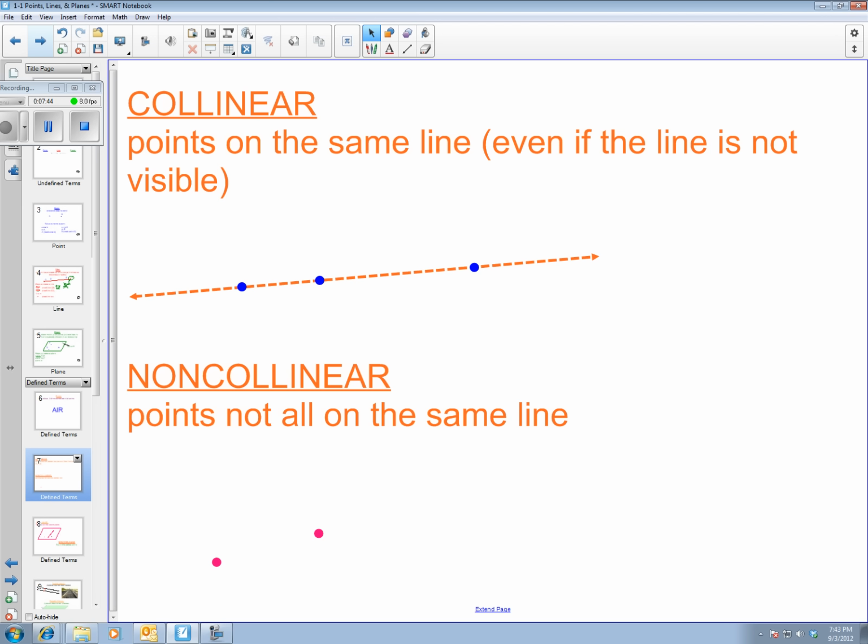Non-collinear then would be points not on the same line. In this picture below, we have two red dots. I just now displayed the green dot. There would be no way for me to draw a line, often referred to as a straight line, that would connect the first dot, the second dot, and include the third dot. It indeed misses it. So we would call that non-collinear, meaning not all on the same line.